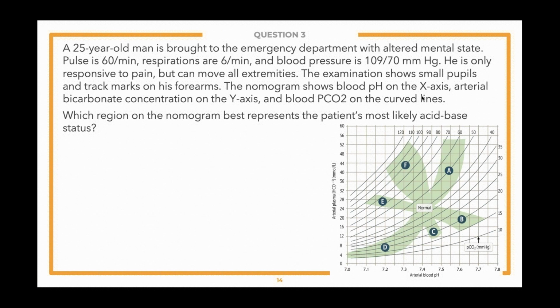Which region on the nomogram best represents the patient's most likely acid-base status? So we'll give all of you a few moments here to respond in the question box and let us know how many steps you believe this question will require. And then we'll move on to that vignette.